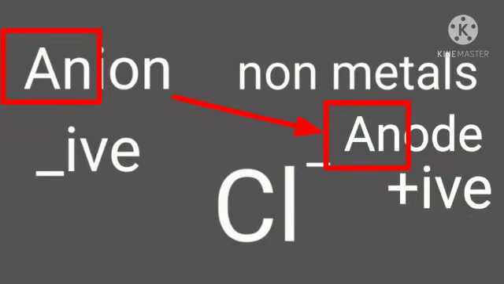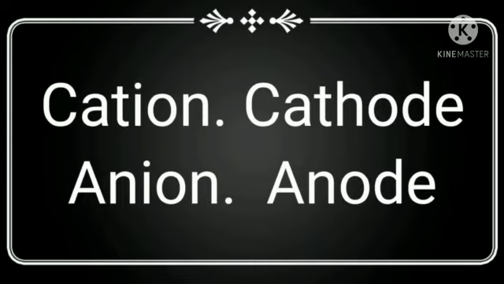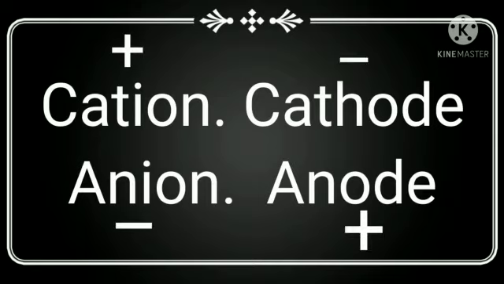To understand this, you can remember the first two letters, which are the same. Anion migrates towards anode. So you may be confused with the terms cation, cathode, anion, anode, which is positive and which is negative. So I will give you a small tip to remember the charge of cation, cathode, anion, anode.